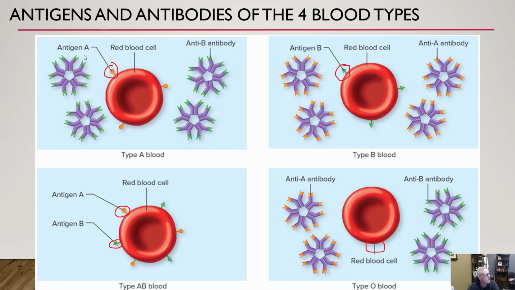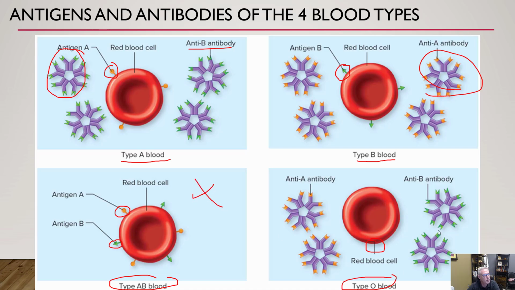And then for our bodies, here you can see the anti-B antibodies, because we have type A blood, so we have anti-B antibodies. Here we have type B blood, so we have anti-A antibodies. Here we have type AB blood, so we're not going to have any antibodies. Here we have type O blood, so we have anti-A and anti-B antibodies.